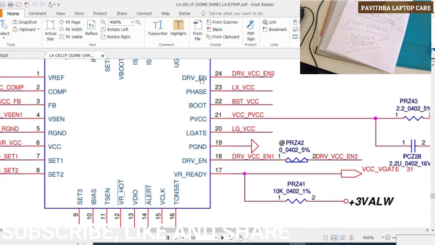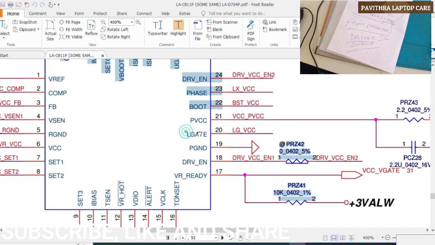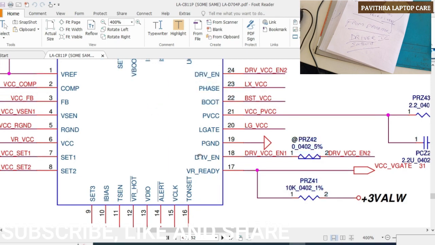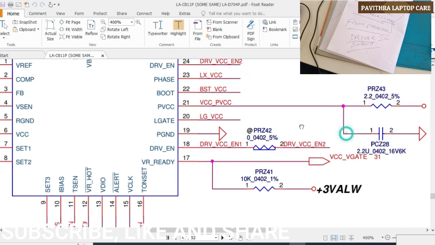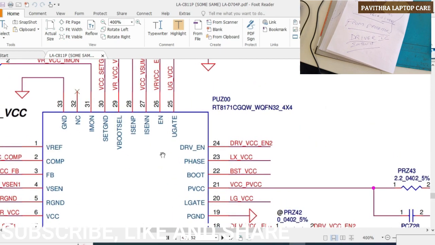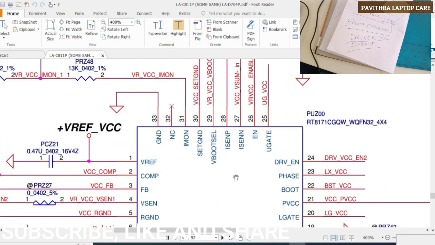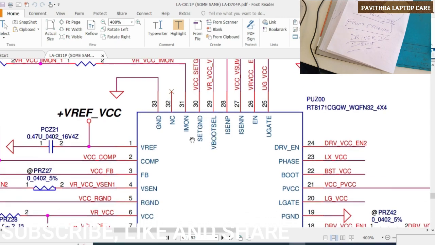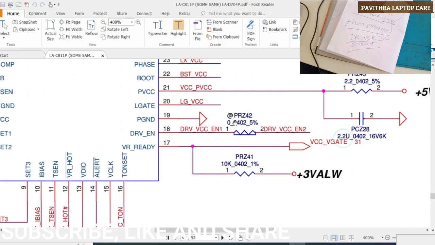Enable signal: once the enable signal starts, then it starts boot, low gate. Okay, drive, what is that, phase. This is the phase, LX phase, low gate and high gate also, upper gate. See, enable we came to know. Here boot cell also we came to know. It's a ground, through that voltage divider that input has come.